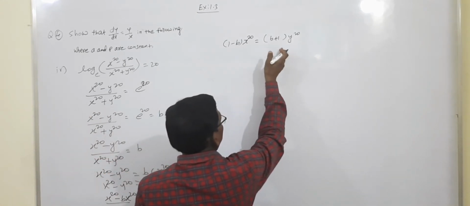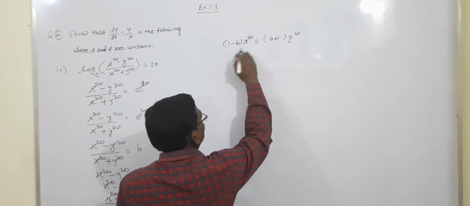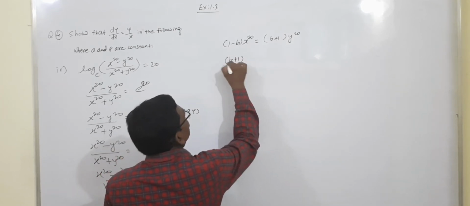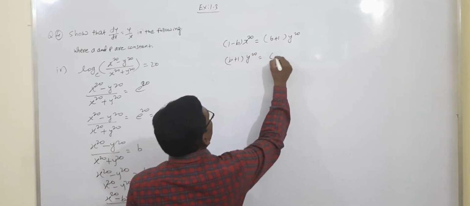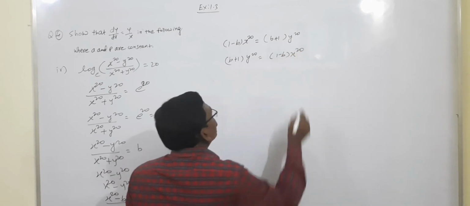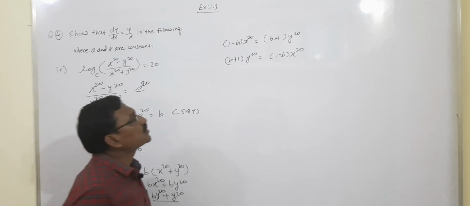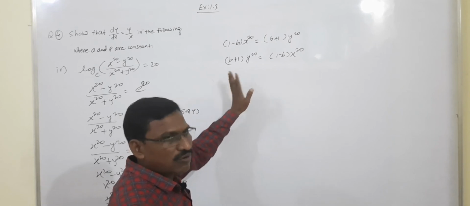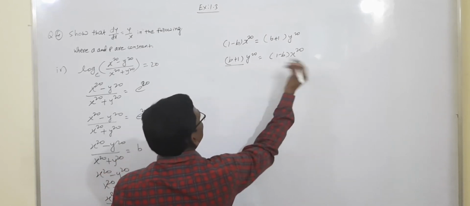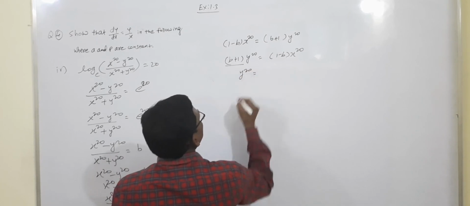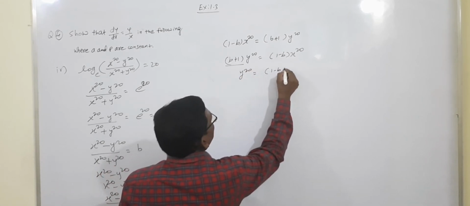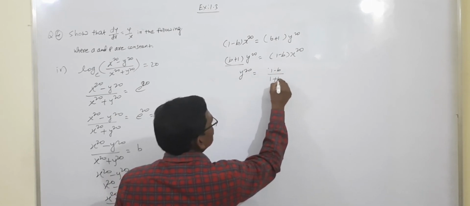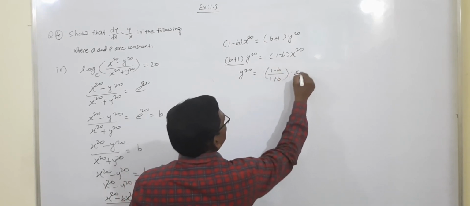We interchange both terms of this side. So b plus 1 into y to the power 20 is equal to 1 minus b into x to the power 20. We interchange both terms because we need y to the power 20 on this side. Now we take this b plus 1 to the right hand side. So y to the power 20 is equal to 1 minus b divided by b plus 1, into x to the power 20.